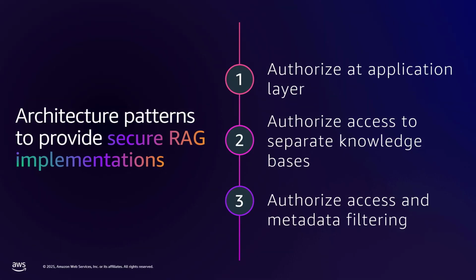Thank you. We are going to discuss 3 strategies when you're providing secure access to your RAG architectures. One is providing authorization at the application layer. The second use case is when you want to use separate knowledge bases in authorizing access. And the last use case is using metadata filtering. Let's walk through these one at a time.